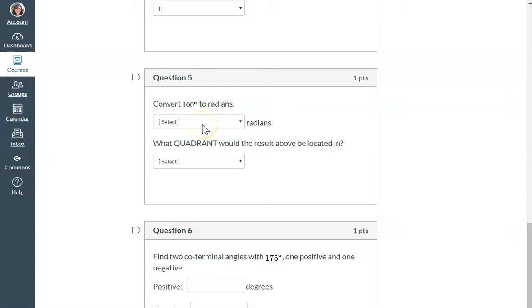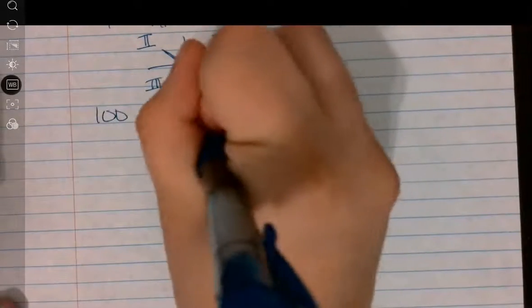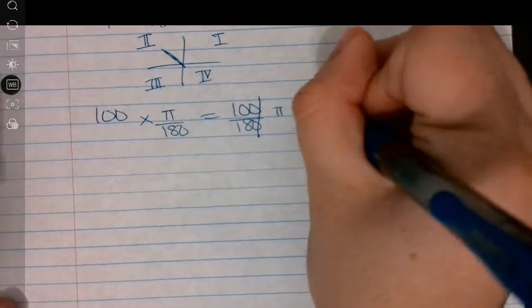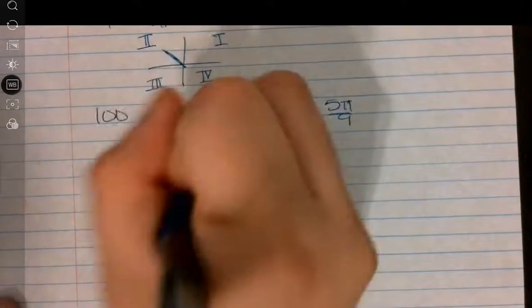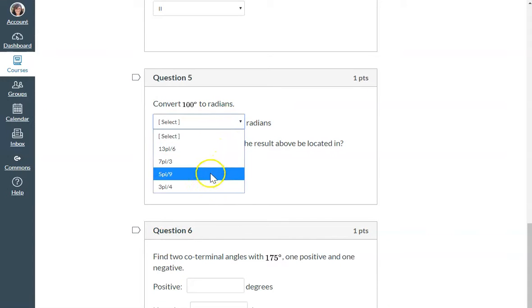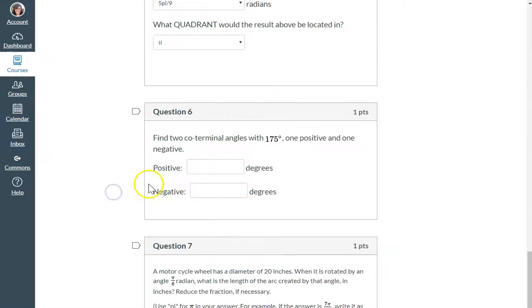I want to convert 100 degrees to radians, so if I go back to the paper I was writing on, I have 100 times pi over 180. I rewrite it as 100 over 180 pi. Zeros cancel out, then I can simplify that. I have 5 pi ninths. And if I was going to graph 100, it's more than 90, so it would be over here in quadrant 2 again. 5 pi 9s, quadrant 2.